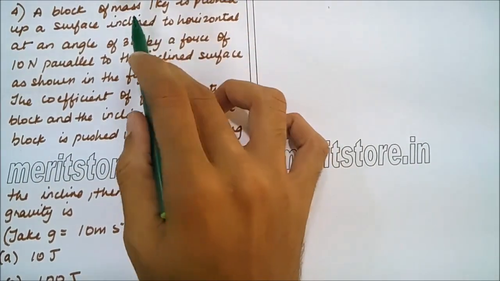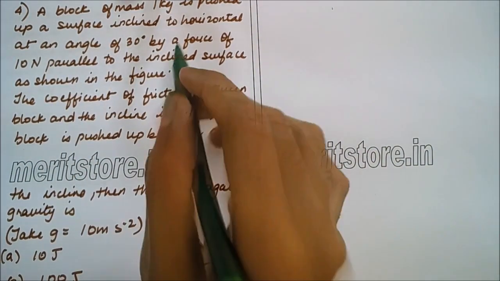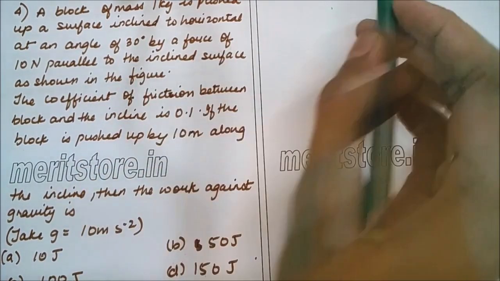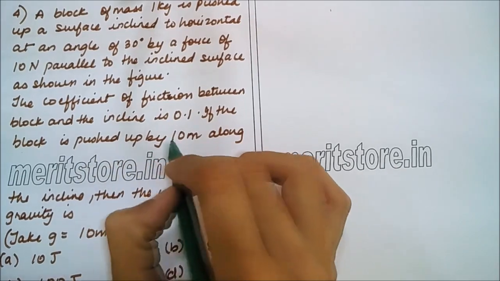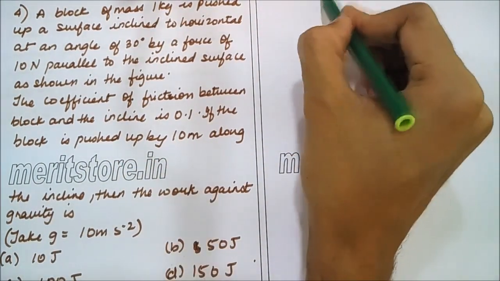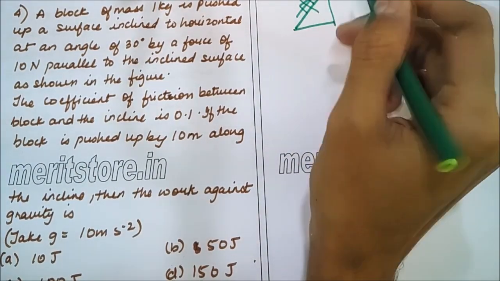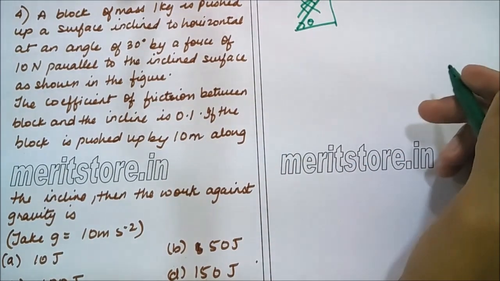A block of mass 1 kg is pushed up a surface inclined to the horizontal at an angle of 30 degrees by a force of 10 Newton parallel to the inclined surface, as shown in the figure. The coefficient of friction between them is 0.1, and as the block is pushed 10 meters along the incline, the work done against gravity is. We have a block somewhat like this, on an incline at an angle theta of 30 degrees.